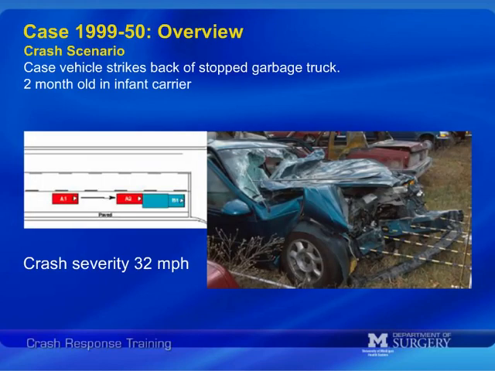Let's take a look at this fourth case scenario here. In this case vehicle, the driver is going along, wasn't paying attention, and strikes the back of a stopped garbage truck. And there was a 2-month-old in an infant carrier in the back seat. You can look at the damage here on the case vehicle. There's a significant amount of damage to the front. There's crumpling of the hood. The crash severity, based on our investigation, was 32 miles per hour.